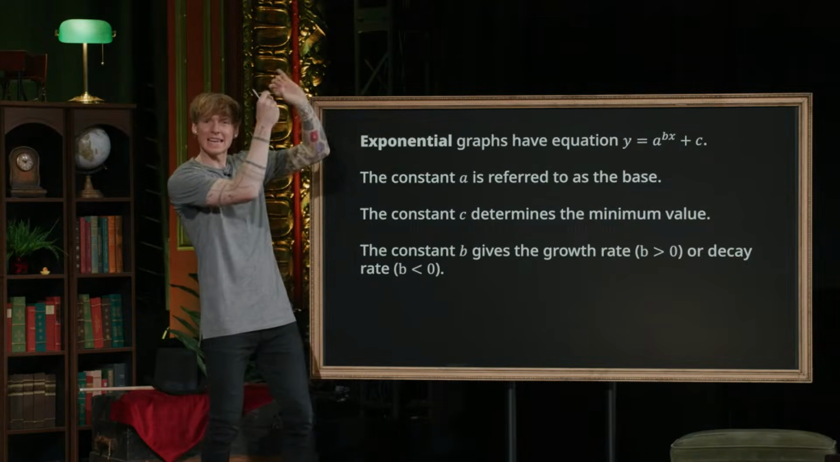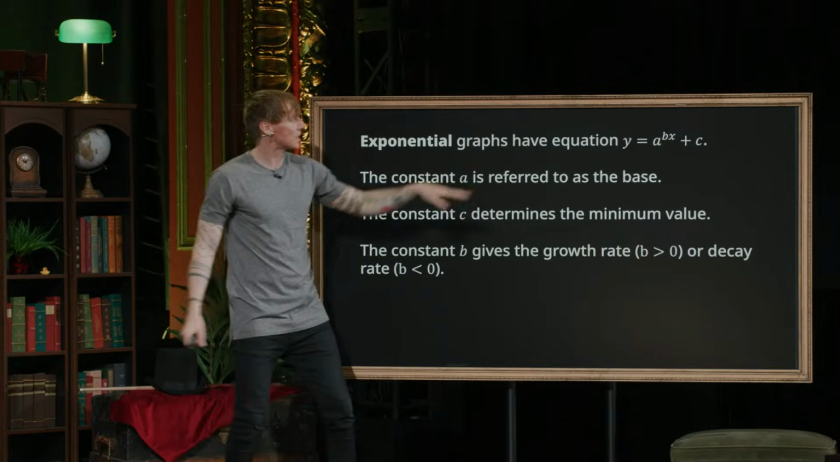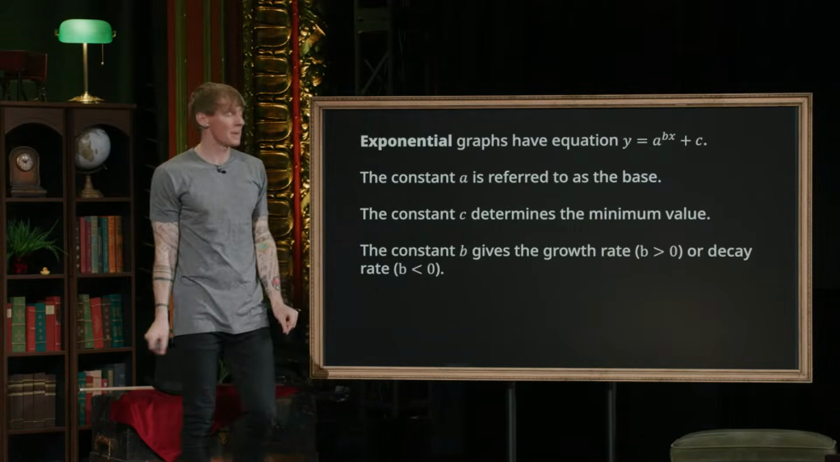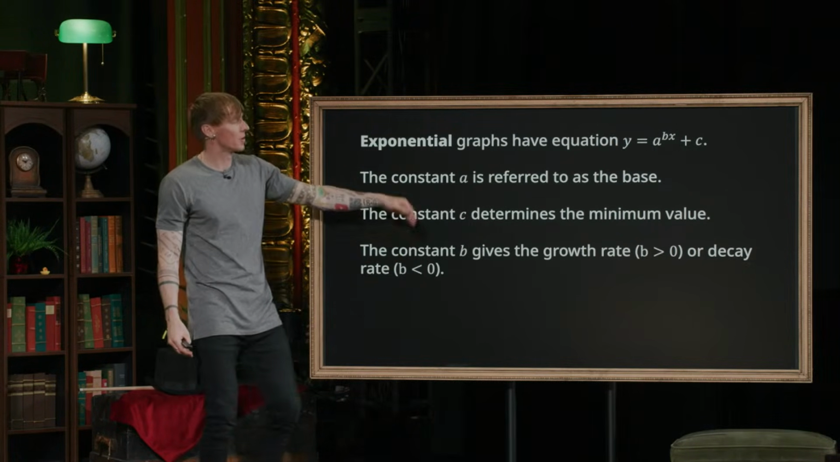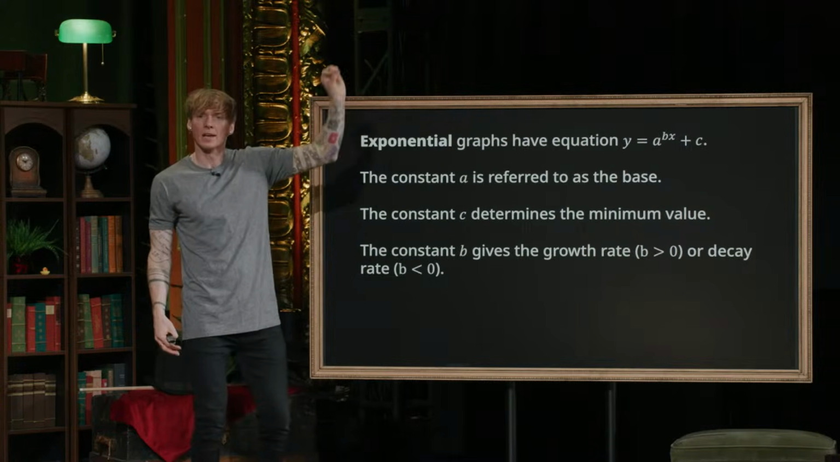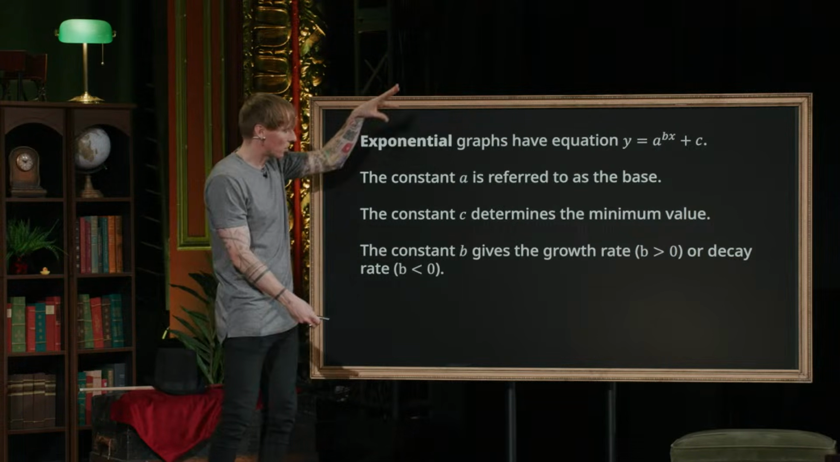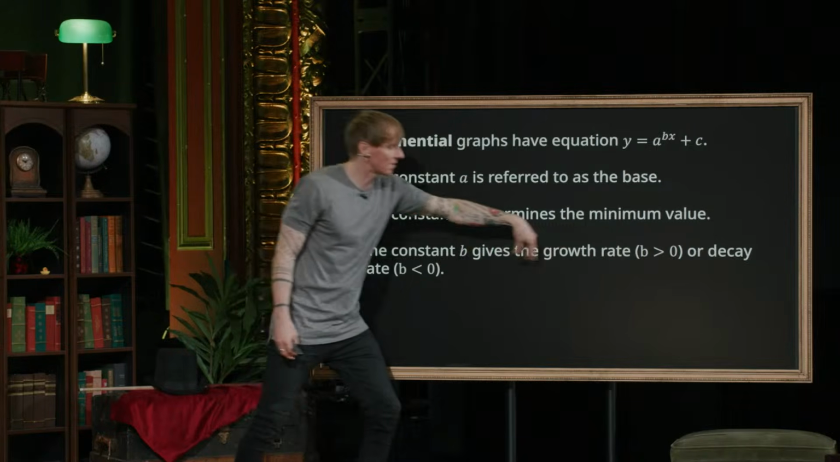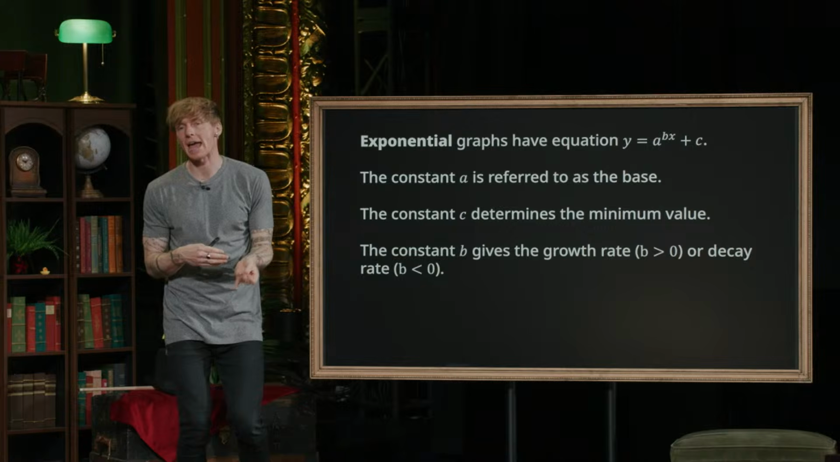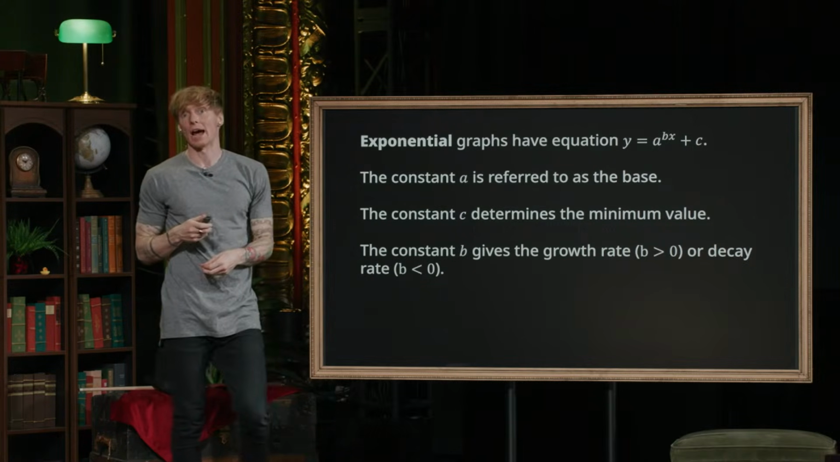Now b is inside the power alongside a, so we've got b multiplied by x. And the most interesting thing about b is its sign. So if b is positive, if we have like a positive number in front of the x in the power, then we get what we call exponential growth, and b is giving us that growth rate. But if b is negative, then we get exponential decay. We get a declining graph.